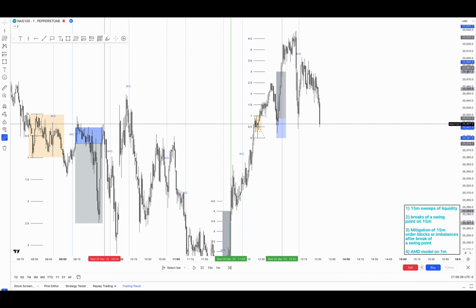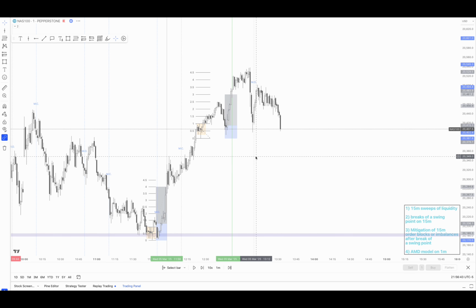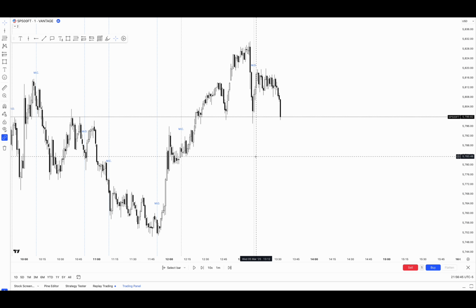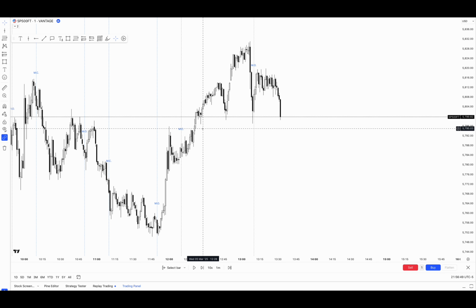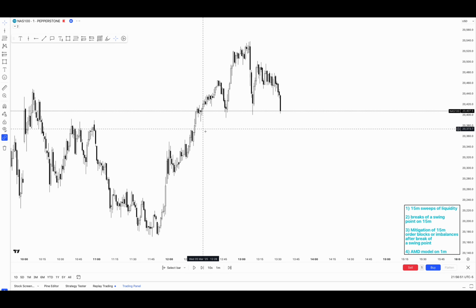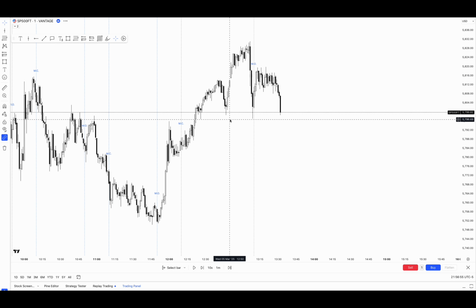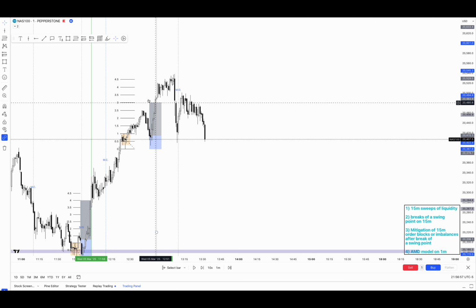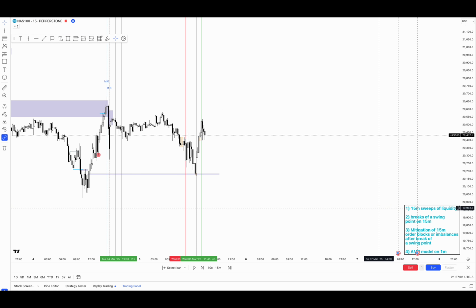Continuation here off of this buy move early in New York session, and this was during the lunch hour, so it's not ideal, but still a valid trade to take. And it was in this area, so I don't think there was any imbalance there, or divergence I should say. Yeah, nothing there, so we'll just take that, and it would have been a win. Valid trade. Okay, on to the next one.